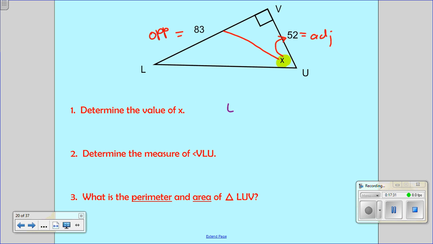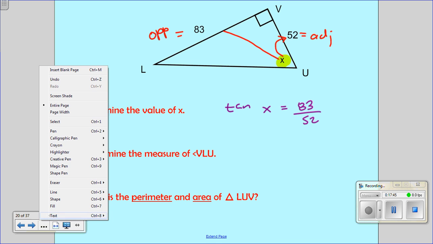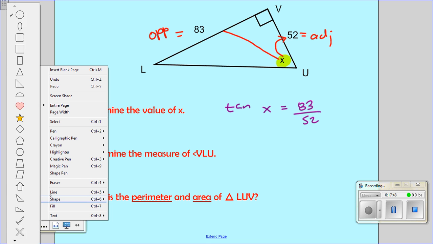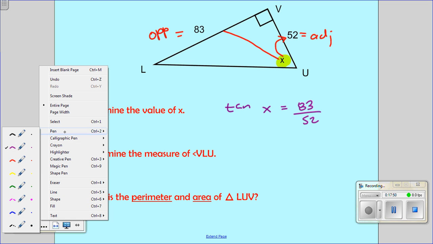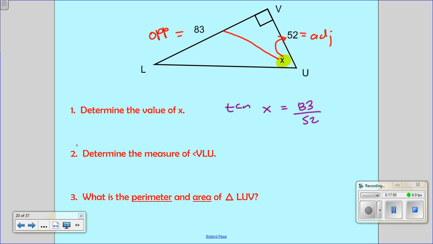So now I can write my ratio or my equation. So I would say the tangent of angle X is equal to opposite, which is 83, over adjacent, which is 52. And now I want X to be by itself. So the only way to do that is to apply the inverse to both sides. So that means X is going to equal tan inverse of 83 over 52.